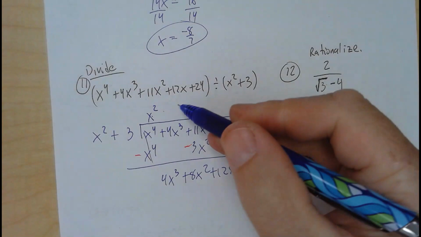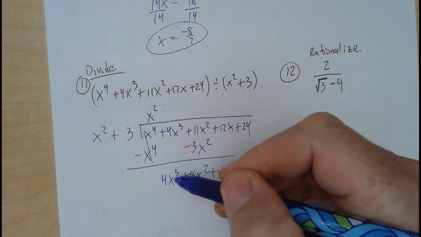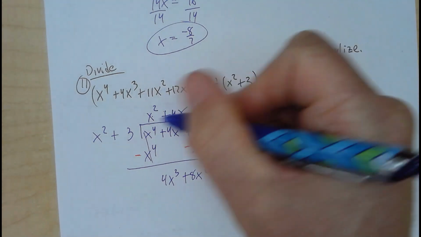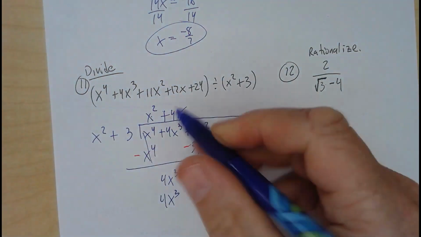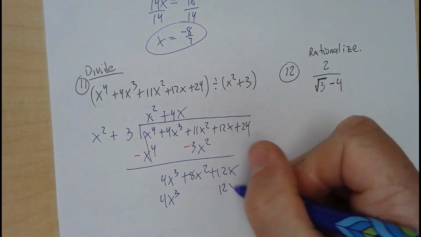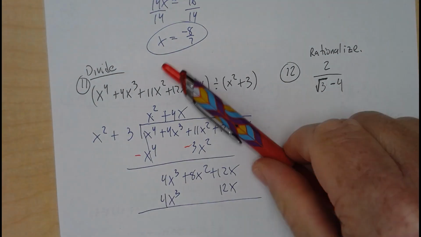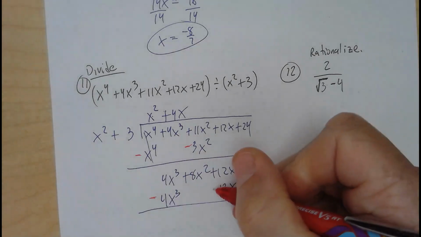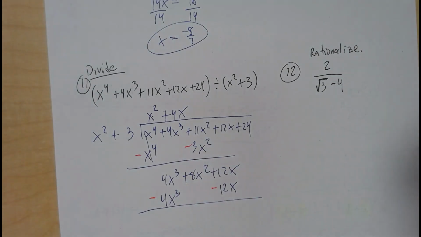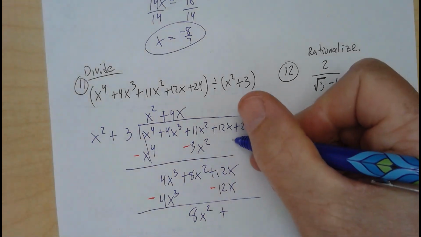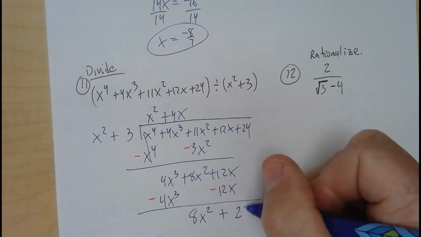We pick the next thing out. Well, I have an x squared. I need a cubed, so I need one more x, and I need a 4. So this times this is 4x cubed. That times that's 12x. All right. And then I pick up the red pen because I'm subtracting. Subtract. And then I get 8x squared plus, that goes away, drop down the 24.